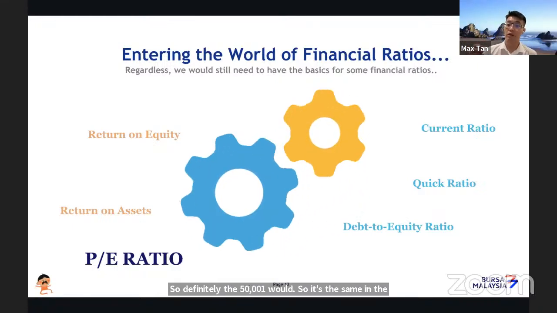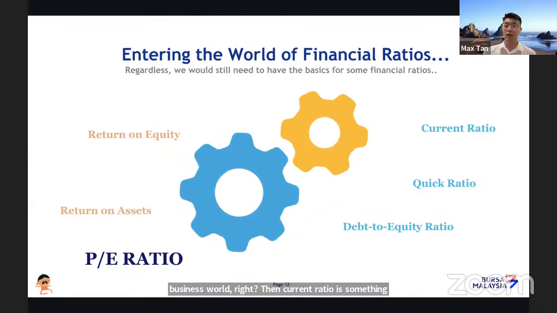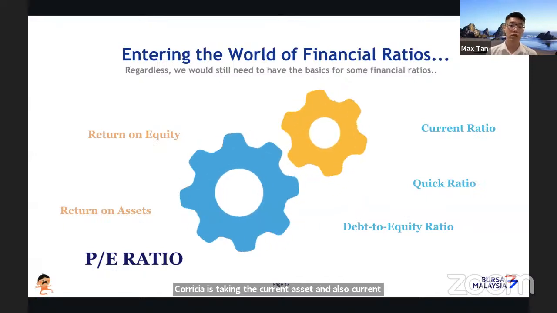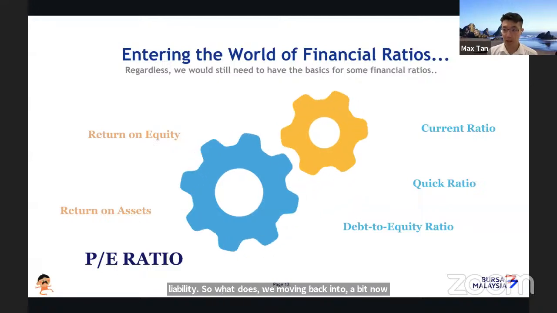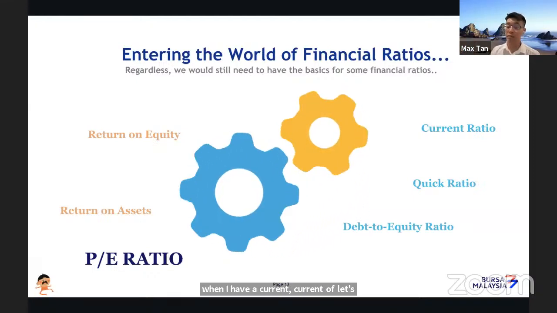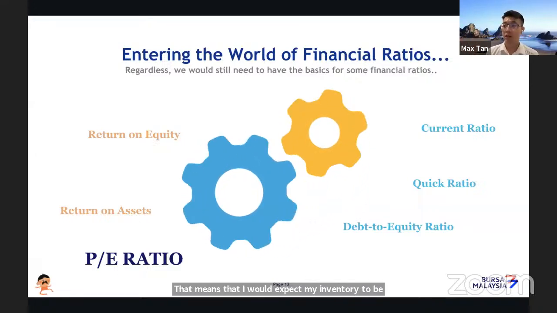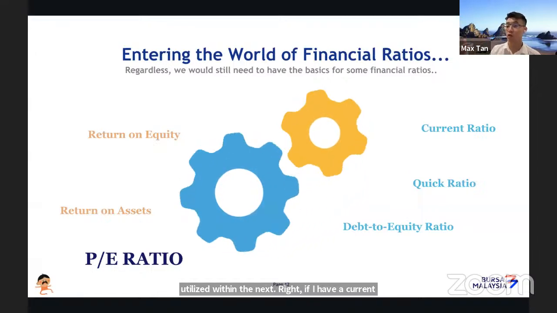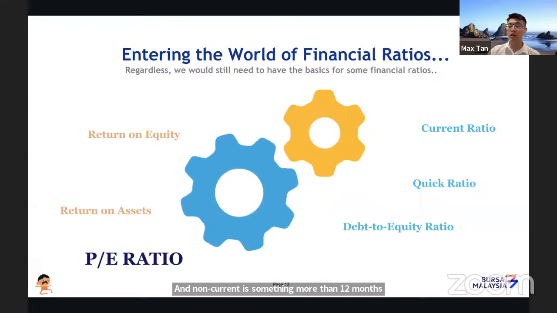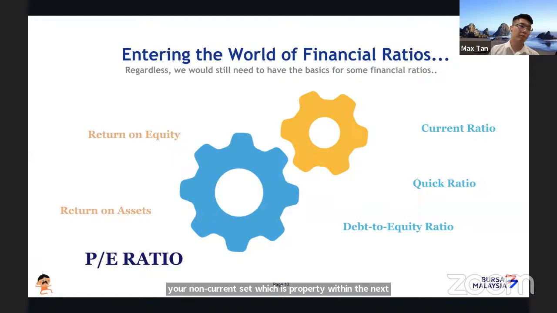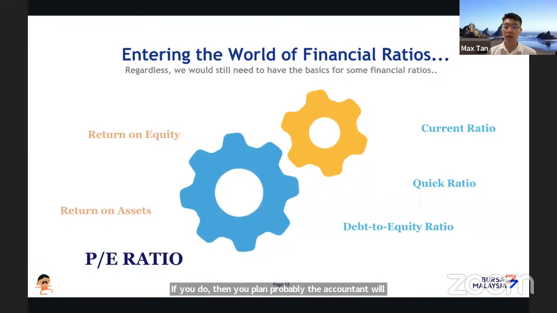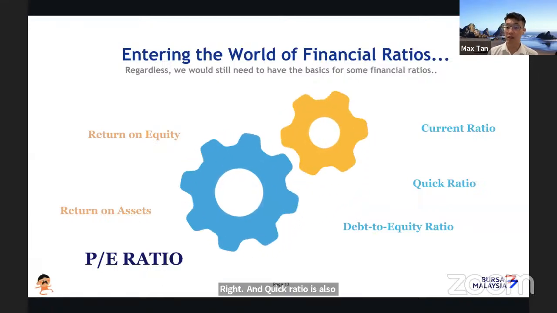Then the current ratio is something that measures the liquidity of a company, right? Current ratio takes the current assets and the current liabilities. So we're moving back into jargon a bit now. What does current mean? Basically, it means less than 12 months. So when I have a current asset of, let's say, inventory, that means I would expect my inventory to be utilized within the next 12 months, right? If I have a current liability, like a bank loan, for example, I would expect I need to pay this sum within the 12 months, right? And non-current is something more than 12 months, normally, like your property. You don't expect to sell off your non-current asset, which is property, within the next 12 months, right? If you do, the accountant will probably reclassify it into an asset ready for sale, something like that, right? And the quick ratio is also a liquidity indicator, which we will discuss a bit later on.